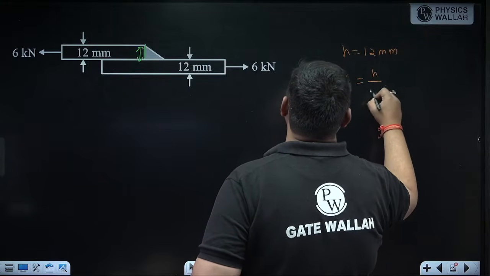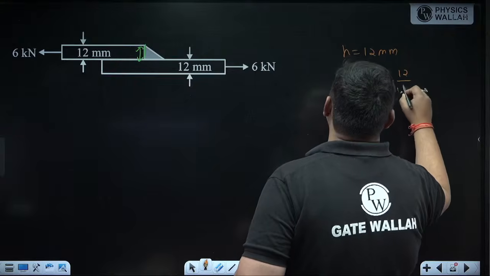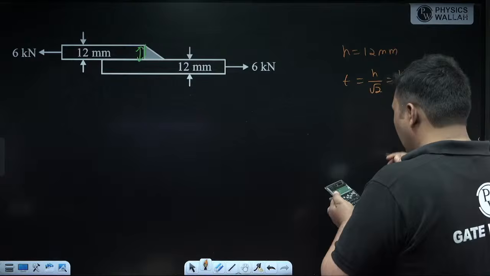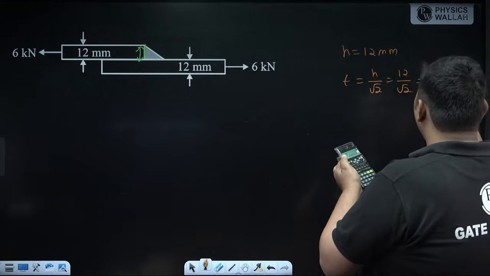Throat will be H by root 2. H is 12 divided by root 2. So how much throat thickness is coming? 12 divided by root 2. It is coming 8.485 mm.